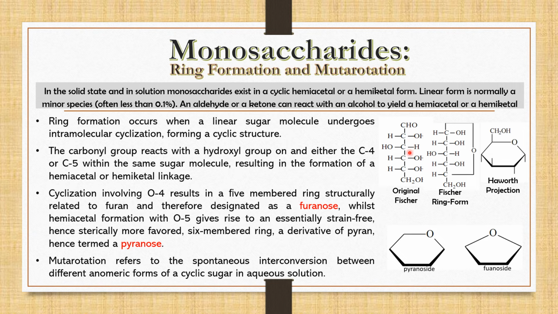So this is the original Fischer projection formula. This is how the ring form can be represented from the linear form. But this is a better way of representing the ring or cyclic structure, and we call it the Haworth projection or the Haworth formula. And this, of course, is a pyranose ring or a pyranoside.